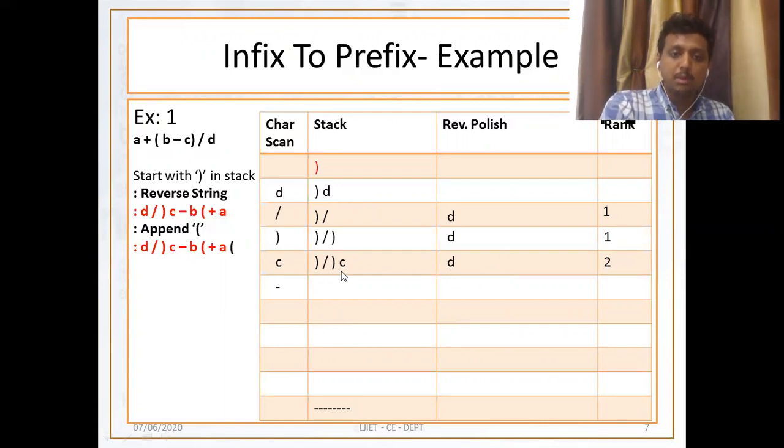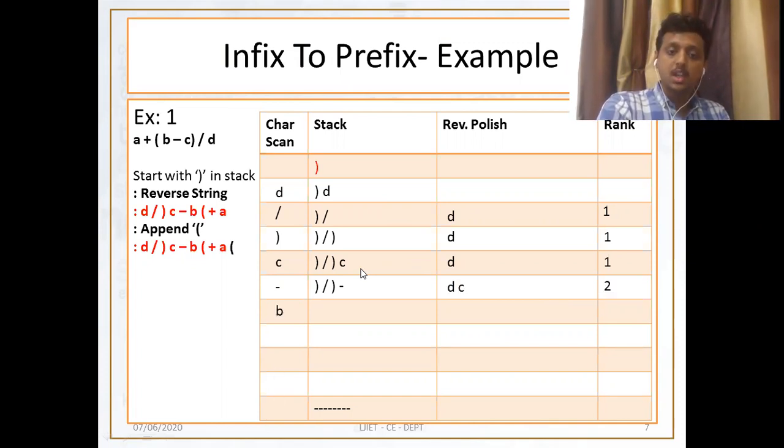Okay. C will be popped out and go inserted with the D. Okay, fine. C will be popped out and go inserted with the D. So here C will be popped out. Okay. And the minus will be pushed inside the stack. So D and C rank will become 2.